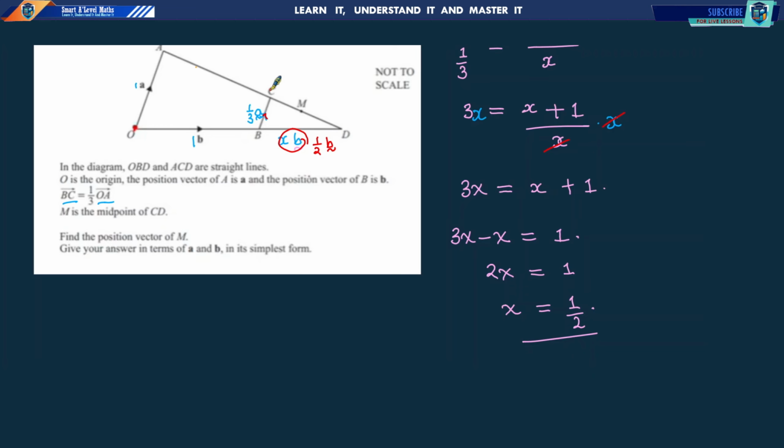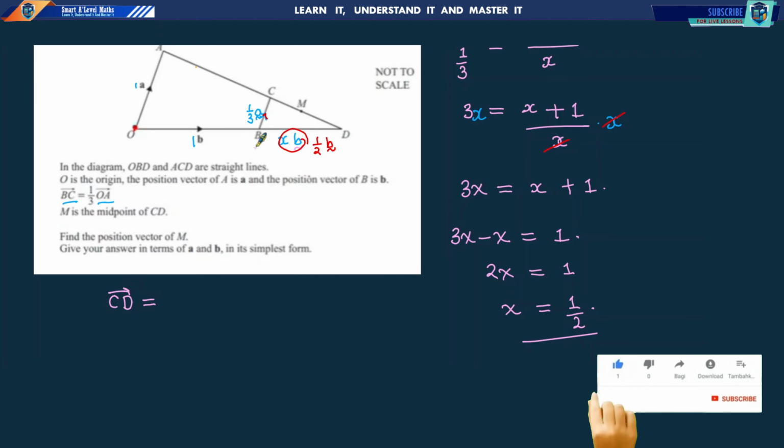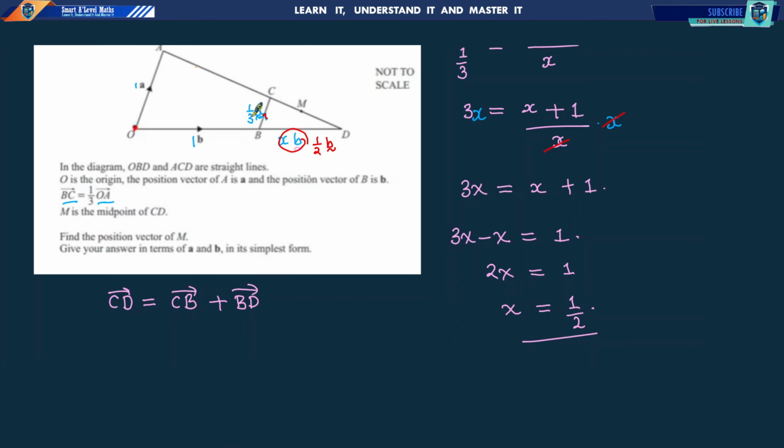Now, we also need vector CD, in order for us to get either vector DM or vector CM. So there are two routes in which we can get there. The first one I mentioned earlier on, we move from O to B, from B to C, and from C to M. Meaning we need to know what vector CM is, and CM comes from CD. So how to get CD? CD can be calculated from this route. CD vector is given by moving from C to B, and then from B to D. When we look at this direction, we're opposing, so it's going to be negative.